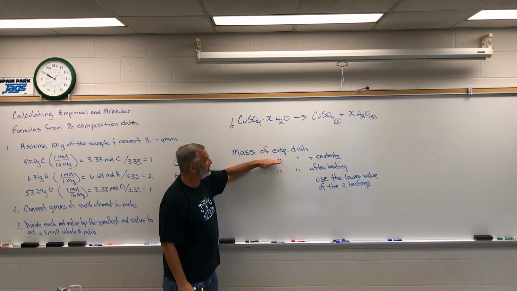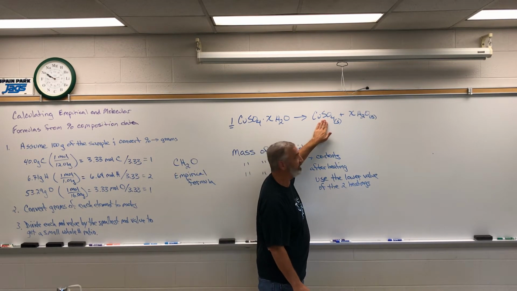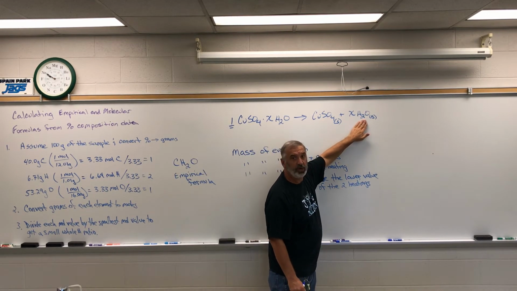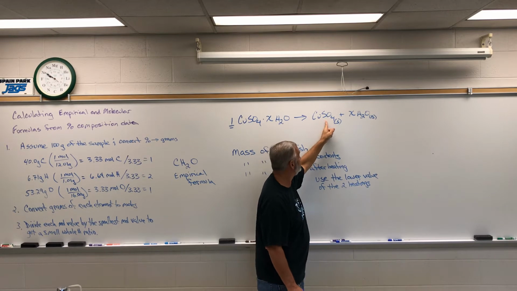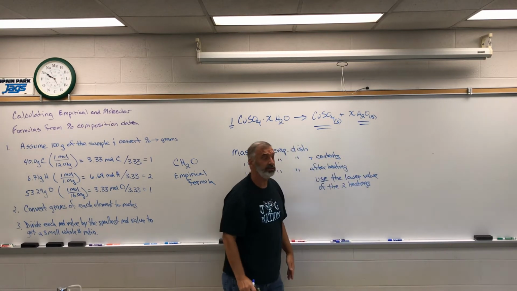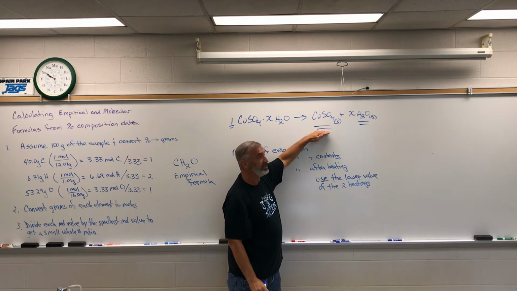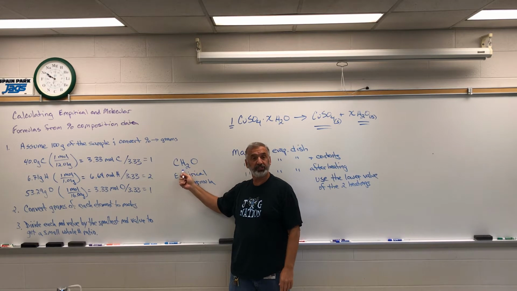using this data, you should be able to calculate the mass of the copper sulfate and the mass of the water that was released. Once you have the masses, change them to moles using the molar mass of the copper sulfate and the molar mass of water. Convert to moles, divide by the smallest, and that will give you your whole number ratio.